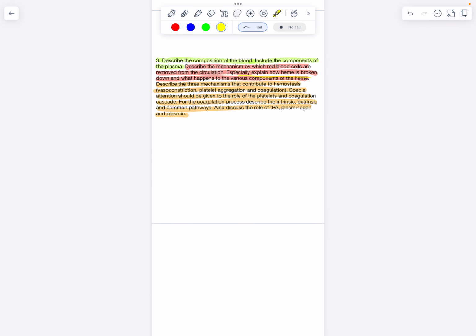How heme is broken down. What happens to various components? Okay, yeah. I think that's pretty good.